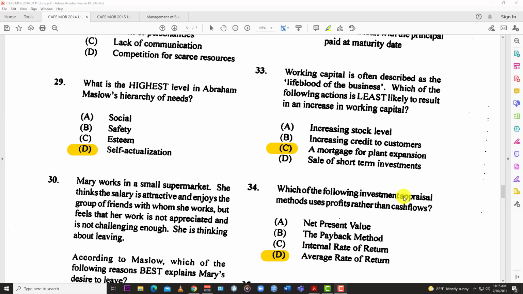33. Working capital is often described as the lifeblood of the business. Which of the following actions is least likely to result in an increase in working capital? And so we have option A, increasing stock levels. Well, if you increase the stock levels, that can lead to an increase in working capital to a certain degree, because it all depends on the stock turnover rate. Maybe your stock turnover rate is high, and so if you have a little bit, that would reduce the amount of money you make. And if you increase your stock levels, then that can also mean that you're getting more sales. You can even sell the stocks if you want, things like that. So that can have a chance to increase capital.